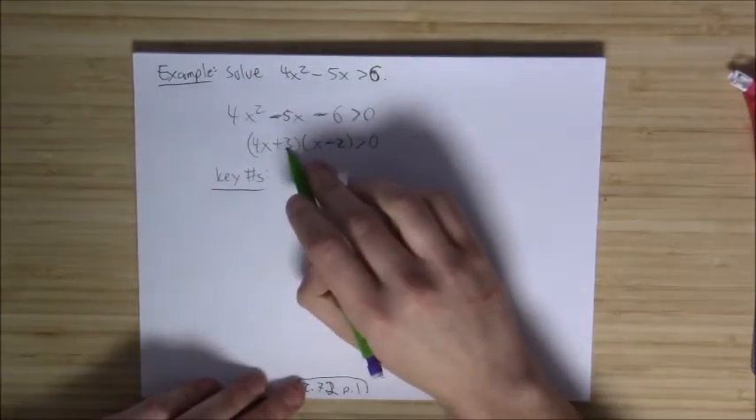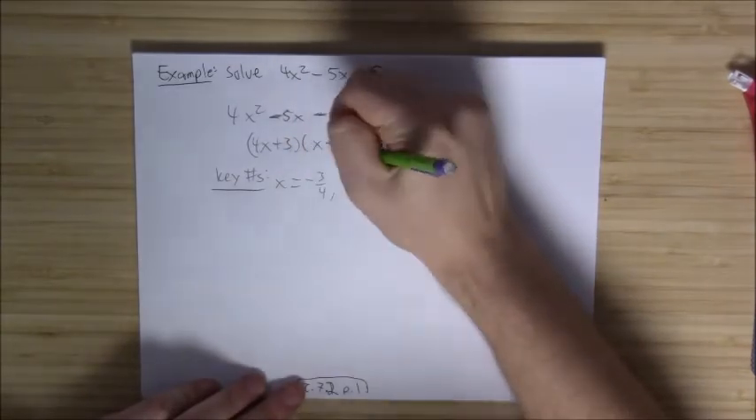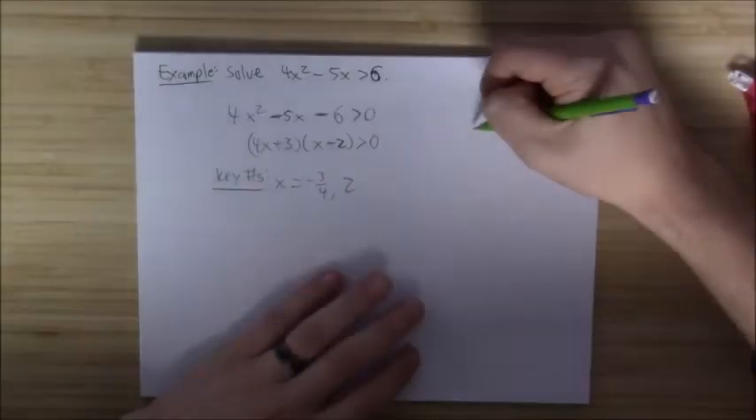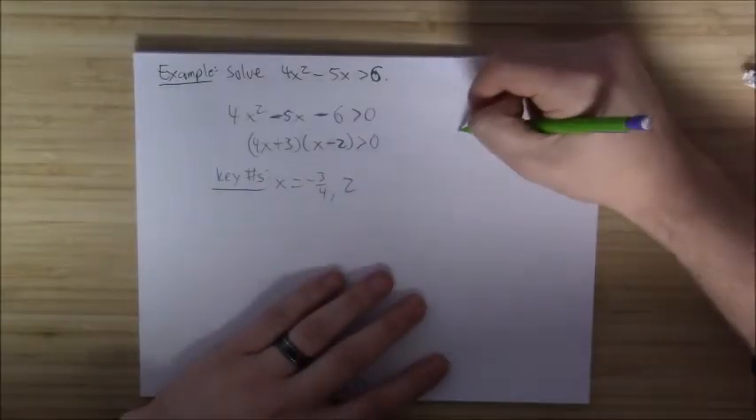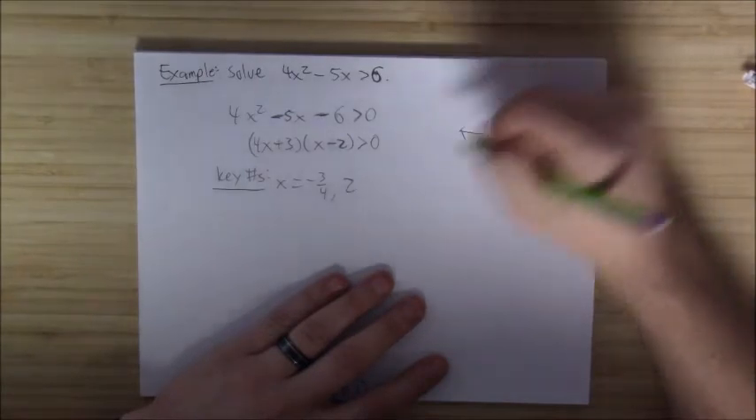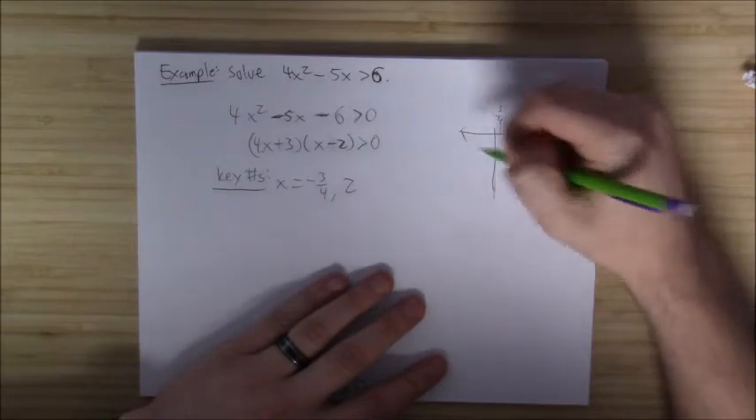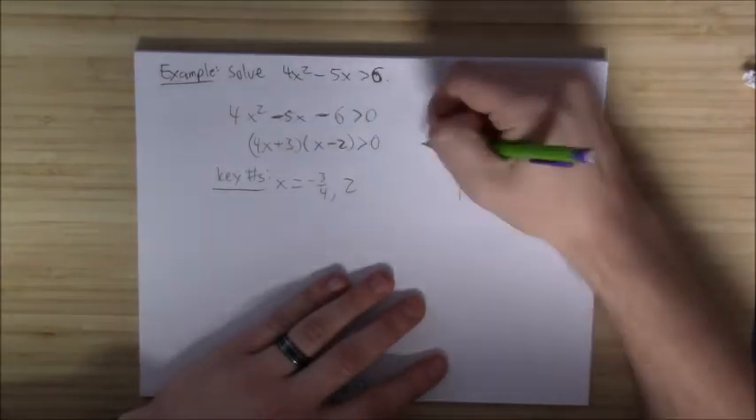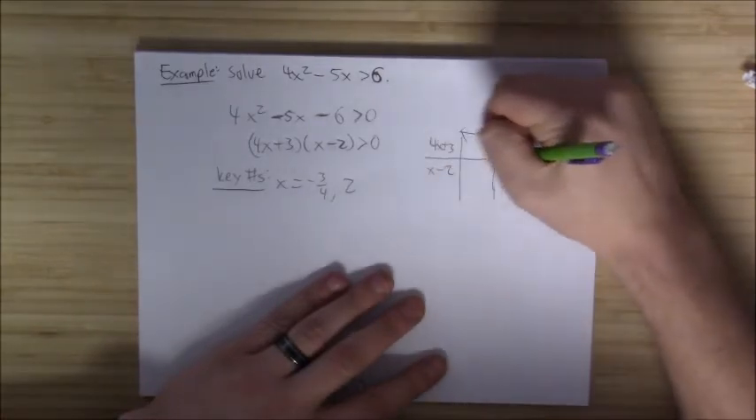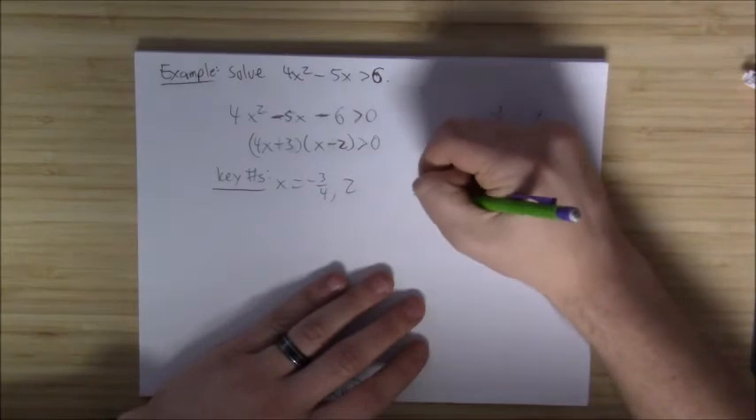Greater than 0. So our key numbers are... This becomes 0 when x equals negative 3/4. This becomes 0 when x equals 2. So those are the only places that the sign can change. Well, let's exploit that now. We have negative 3/4. We have positive 2. And we set up our test intervals, testing each of the individual factors, because that helps us determine the overall sign in an efficient manner.